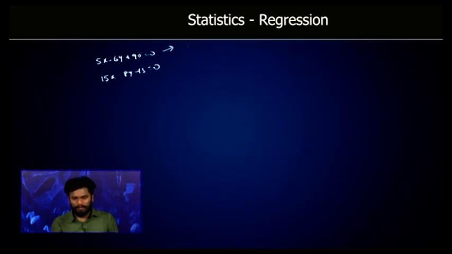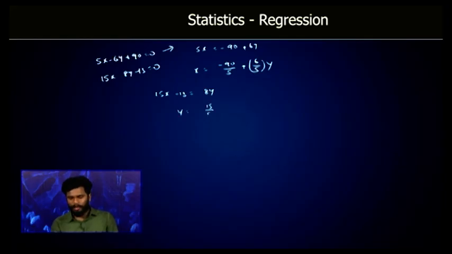First we consider it as a line of x on y. We write it as 5x is equal to minus 90 plus 6y, so x is equal to minus 90 by 5 plus 6 by 5 of y. In the same way, write the second equation. 15x minus 130 is equal to 8y, so y is equal to 15 by 8x minus 130 by 8. So this is our byx.